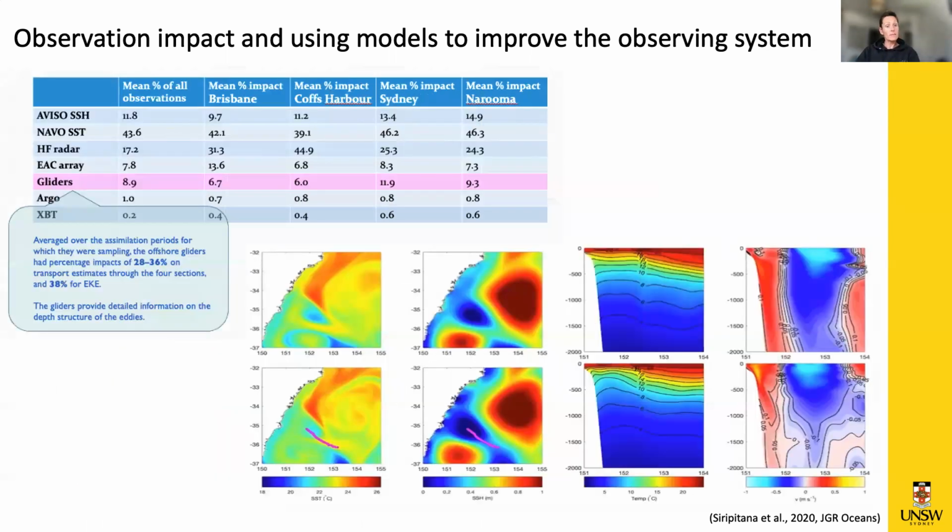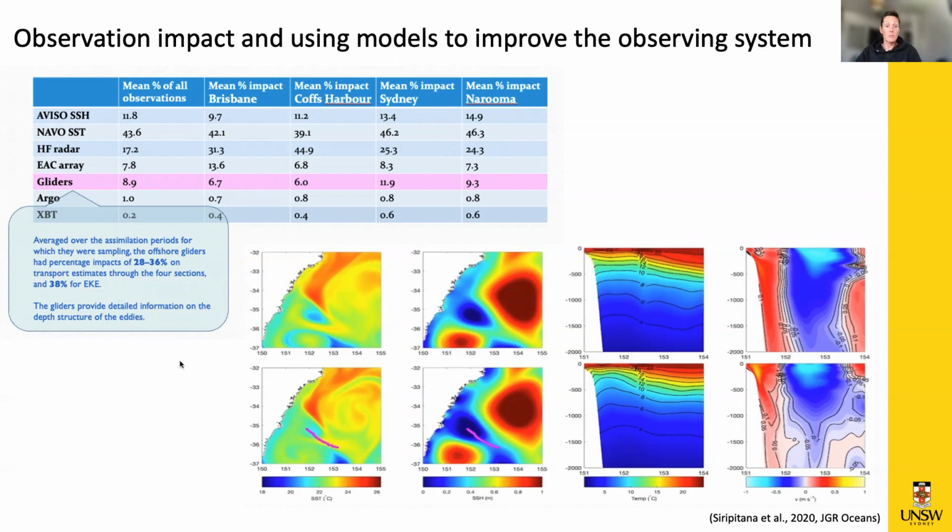For the gliders, they have impacts on average between about 6 and 12% over the 2-year period. But if we average over only the period for which they sample eddies offshore of Sydney, the impacts are much more significant, between about 28 and 36 south on transport estimates through the 4 sections and 38% on EKE.